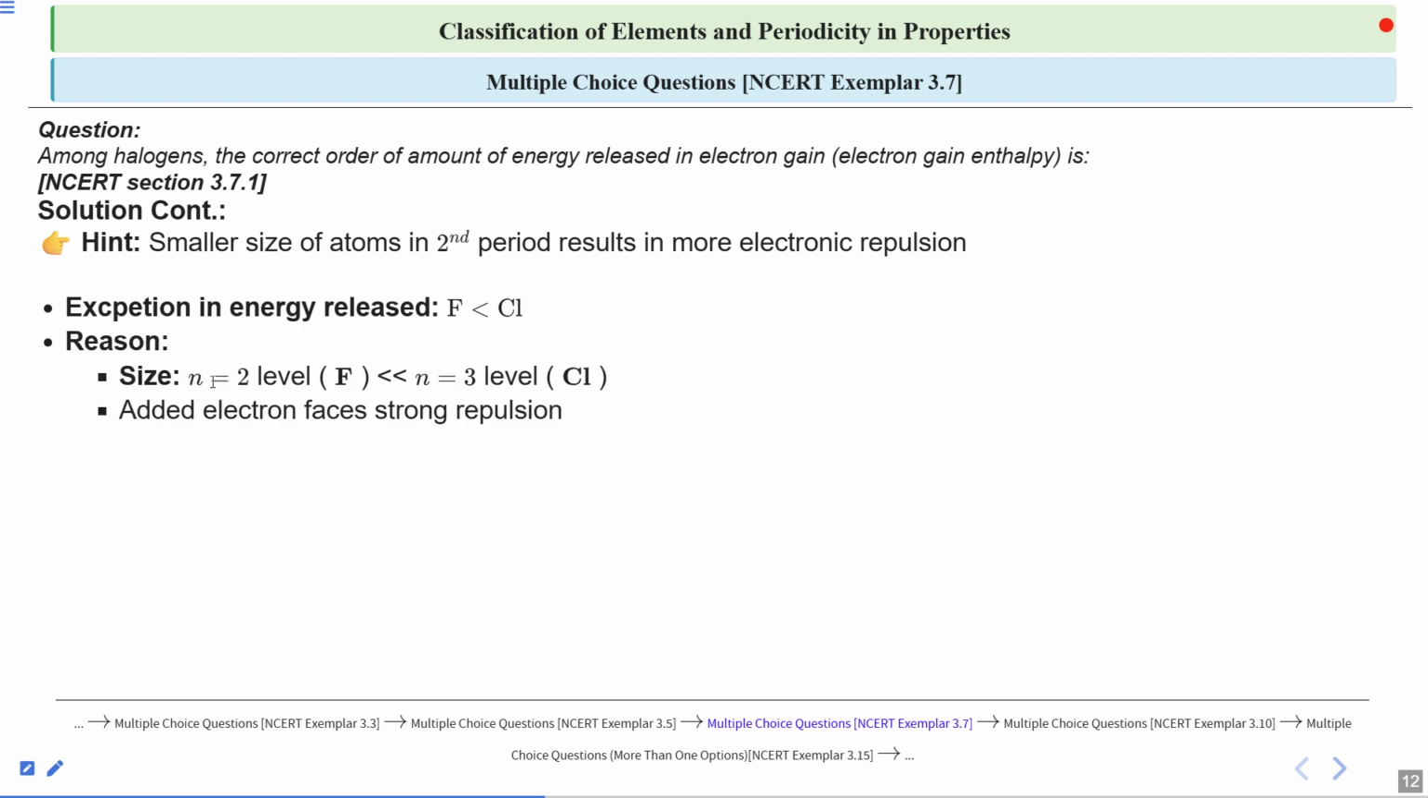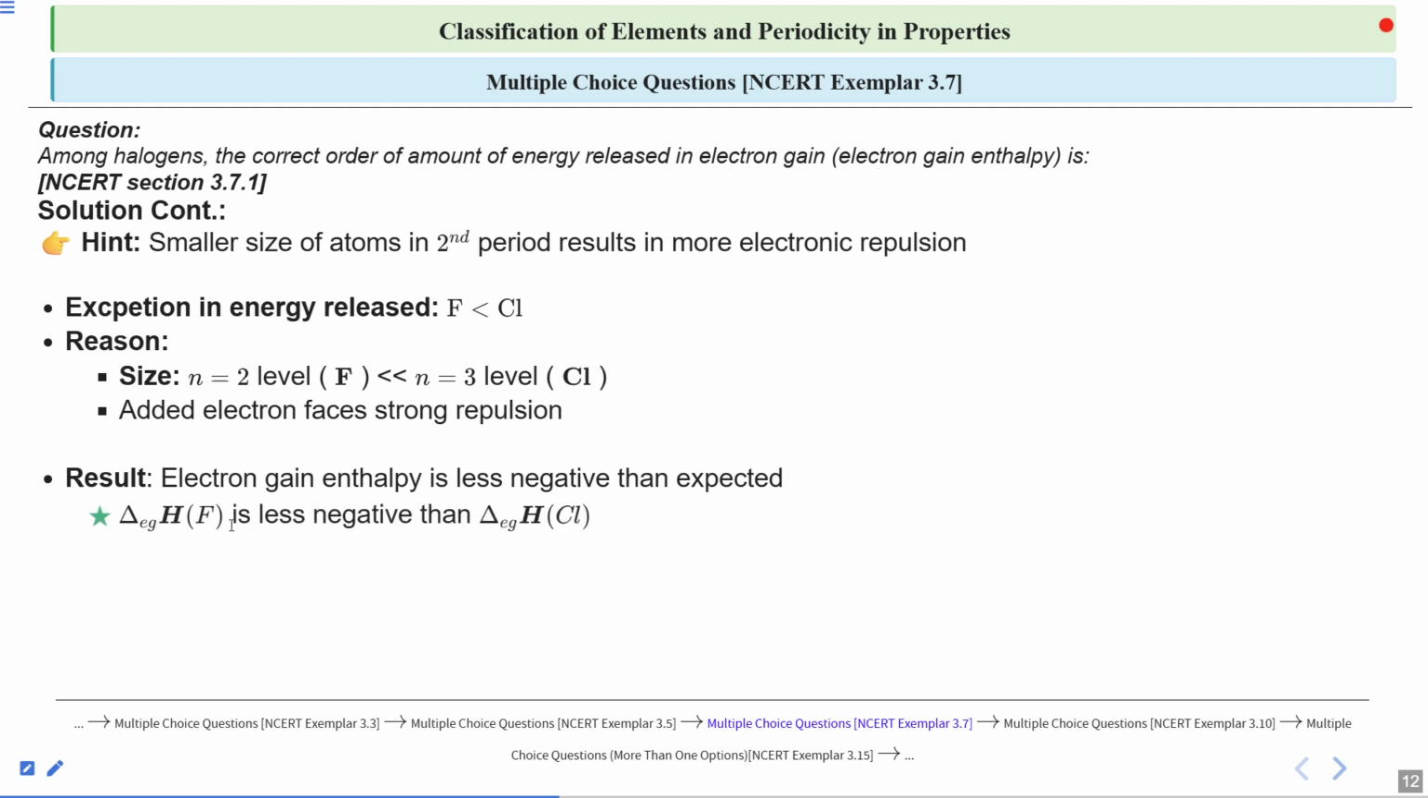So what we can say is that the size of fluorine is smaller than chlorine, and hence the added electron faces strong repulsion in the case of fluorine, and as a result the electron gain enthalpy becomes less negative in the case of fluorine. Therefore you get the exception of fluorine having a less negative value of electron gain enthalpy than that of chlorine, and as a result your actual trend looks like this. So I guess this part is clear to you.